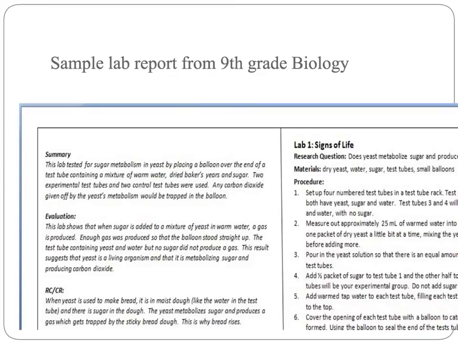Here's a sample report from 9th grade biology, just giving you a brief idea about what sorts of things could be said in the summary, or in the evaluation. Remember, in the evaluation, you're saying this lab shows. What is it showing? How is that connected to this first lab where we're talking about the signs of life? And then here, the reality connection or creative response. The person was making a connection between the yeast that they observed in the experiment and yeast that is used to make bread. If you are really stumped, I do have other examples I can share with you, and I will take a look at your first reports to make sure you're getting it.